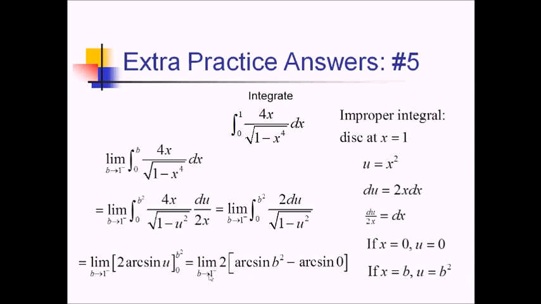Now, as b approaches 1 from the left, you're essentially arc sining 1, because 1 squared is just 1. Arc sine takes a y value and gives you back the angle on the unit circle. So if you have the y value 1 that you're approaching, you're going to be getting an angle back of pi over 2, or 90 degrees. So this is pi over 2 for this piece of it. And over here, if I plug in a y value of 0, the angle I get back is also 0. So we have this 2 out here. Inside we have a pi over 2 minus 0. Distributing and simplifying, we end up with just pi then.